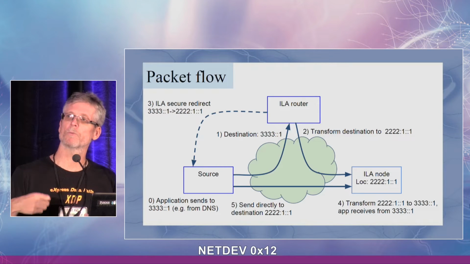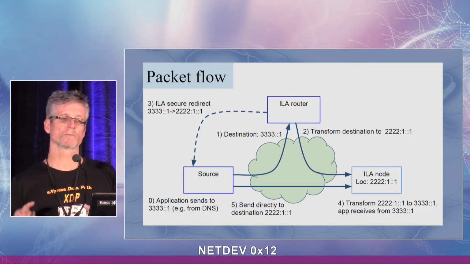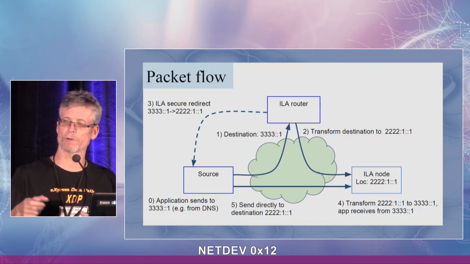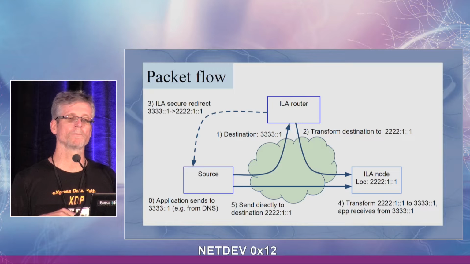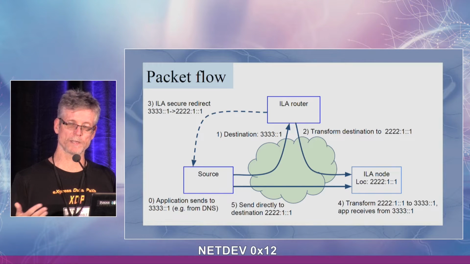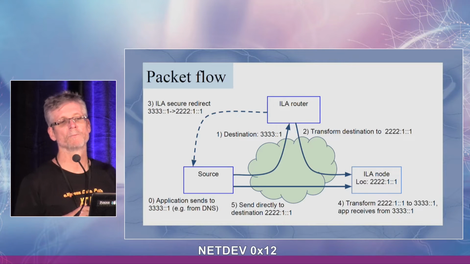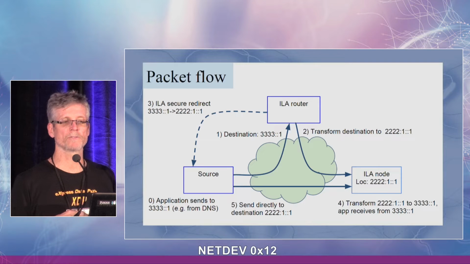And at that point, when it's received, we have to undo this process. We have to get back to the original packet. So we just simply reverse transform the quad 2 :1 back to quad 3 :1. And so the application at the end, its destination address that it sees on its packets is again the quad 3 :1. So this is a pretty simple concept.